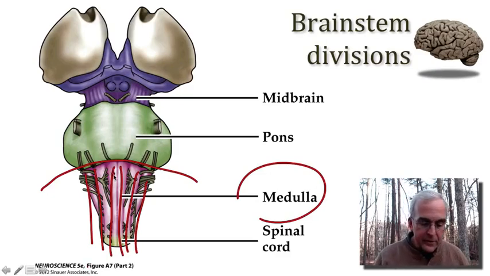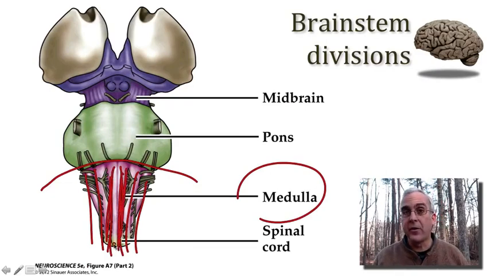The medial of these two bulges is very important. We'll spend a lot of time talking about those structures, that's the medullary pyramid. That's the corticospinal tract that allows the cortex to control the actions of the spinal cord.